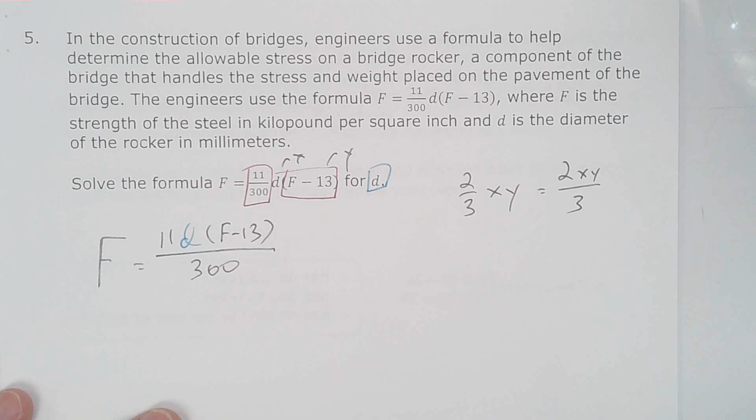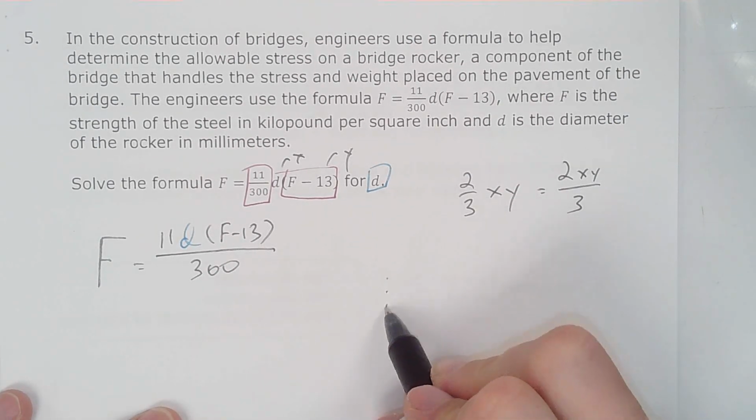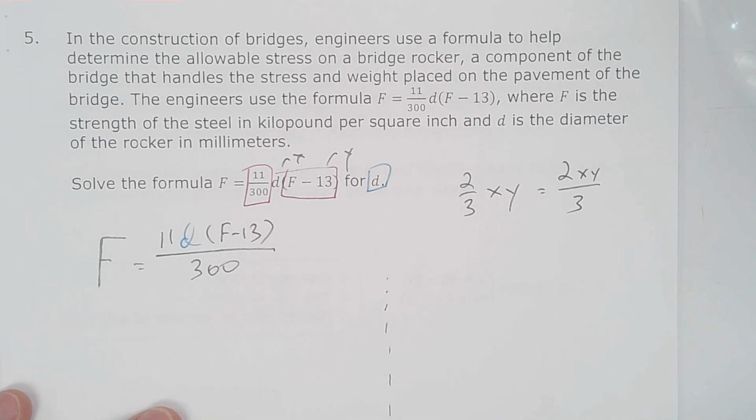Okay? So now, knowing that you have to do algebra to dig out D, what's the first thing I need to get rid of? The parentheses. Let's get rid of the fraction. Okay, there's two ways to do this one. I'll show you way one and way two.